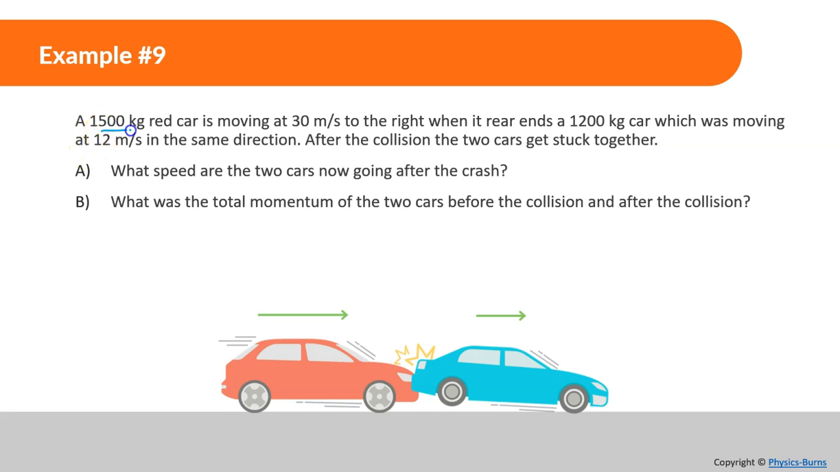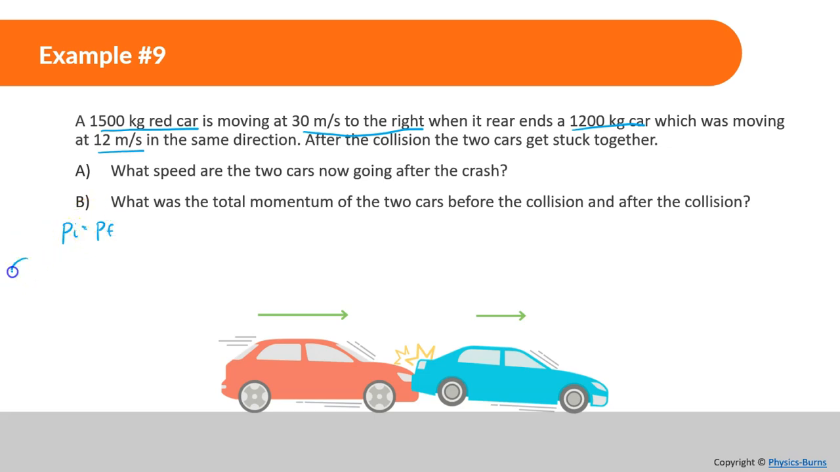A 1500 kilogram red car is moving at 30 meters per second to the right when it rear-ended a 1200 kilogram car, which was moving 12 meters per second in the same direction. After the collision, the two cars get stuck together. What speed are the two cars now going after the collision? Remember, the momentum at the beginning is equal to the momentum after the crash. So let's figure this out.